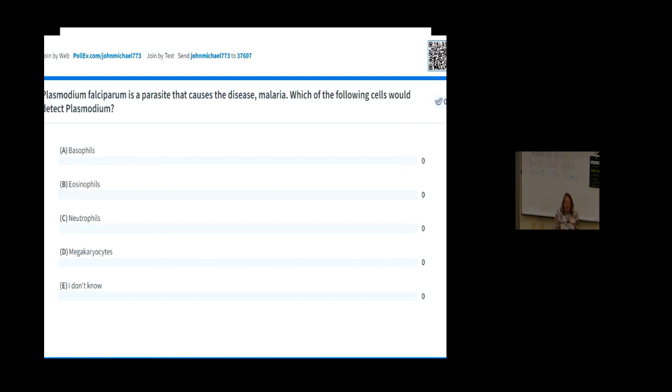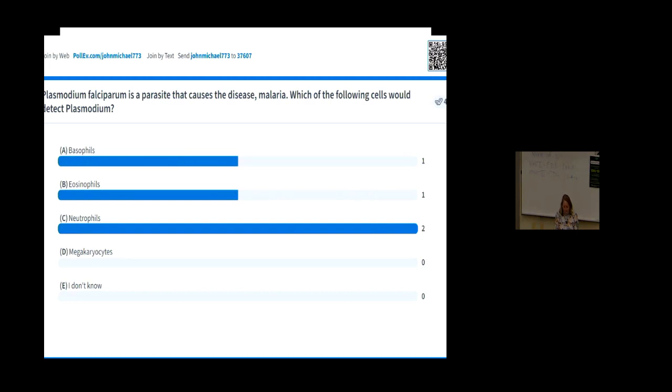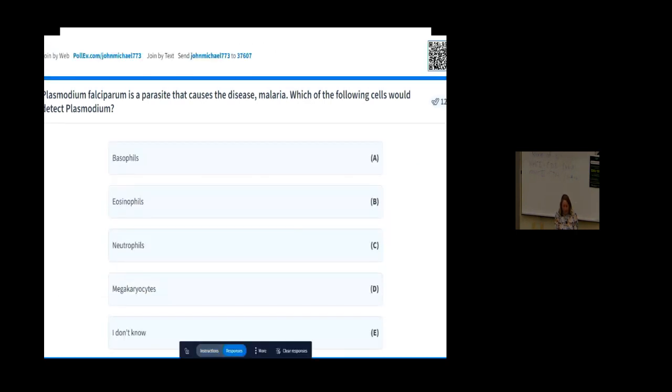All right, so Plasmodium falciparum is a parasite that causes malaria. And the question is, which of the following cells are going to detect that Plasmodium? Is that going to be basophils, eosinophils, neutrophils, or megakaryocytes?